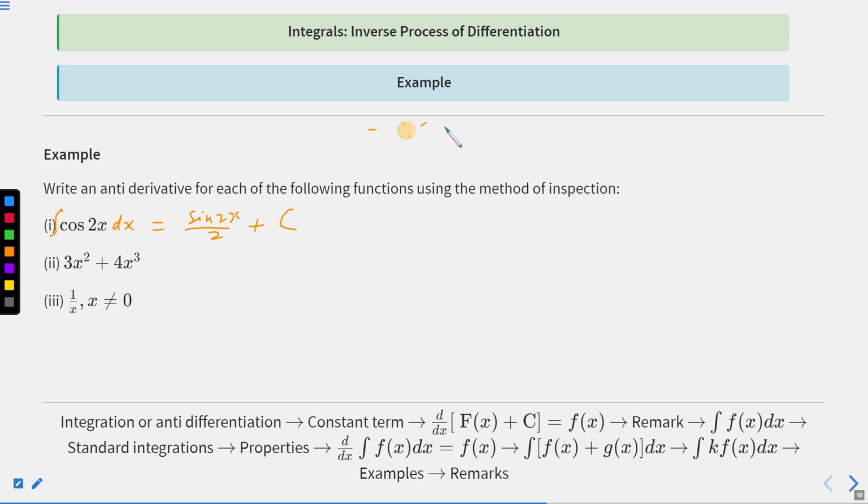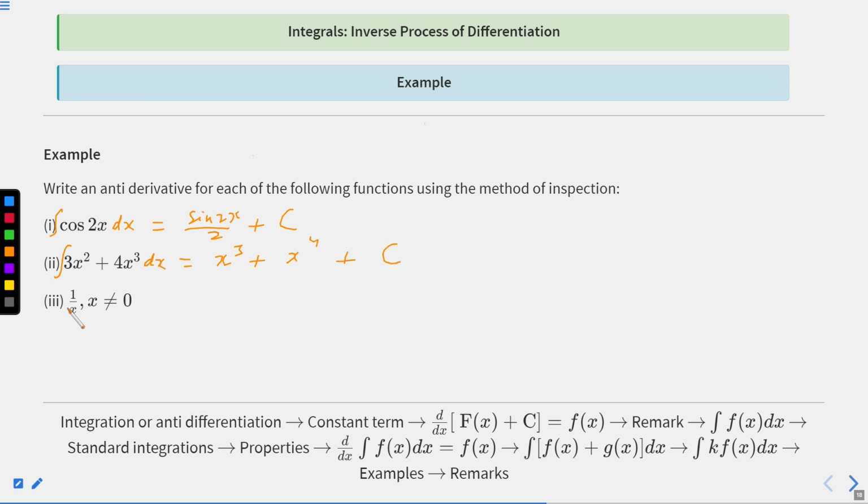If you differentiate it, the 2 will cancel and it will become cos 2x. Now what about this? What function must you write such that its differentiation will be this? This means x cube: if you differentiate it, you will get 3x square. So this will be x cube. Now what about this? This will be x power 4. Now plus some constant, and you will get this.